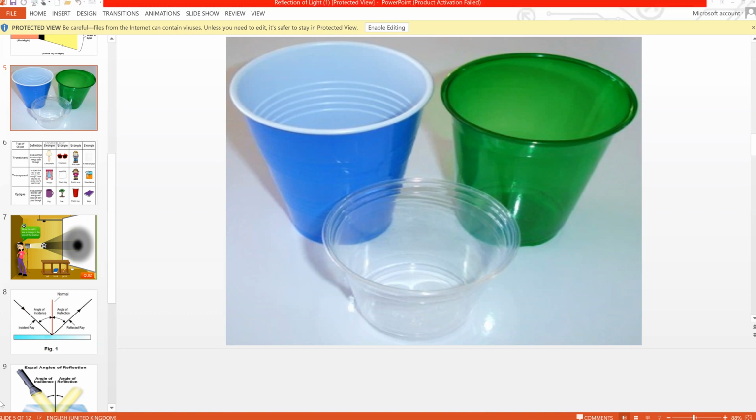So the clear one, the plain one, is called transparent. The slightly green colored one was not very clear, and at the same time it was not completely blocked. So this kind of green colored glass we can classify as translucent. And finally, you can see one blue colored object which was completely blocked and hard. This is called an opaque object. Okay, so we have three categories of objects.